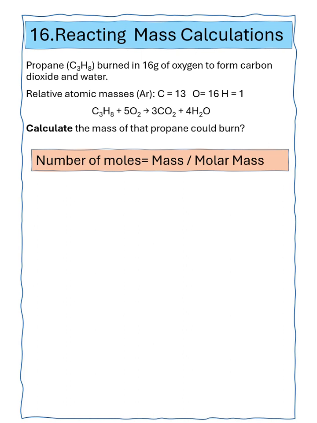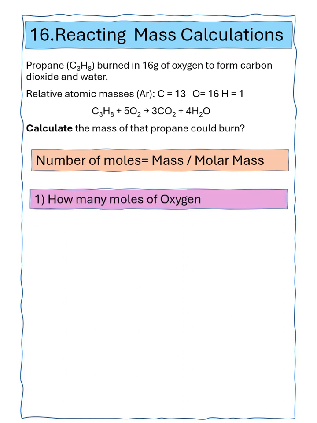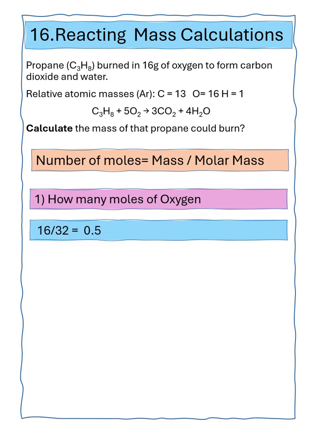Question 16. This says propane is burned in 16 grams of oxygen to form carbon dioxide and water. We've got to calculate the mass of propane that could burn in 16 grams of oxygen. We're given the chemical equation, and the formula we're going to use is number of moles equals mass divided by molar mass. So the first thing we need to do is calculate the number of moles of oxygen that we've got. So we know we've got 16 grams. We know the molar mass of oxygen is 32, so 16 divided by 32 gives us 0.5 moles of oxygen.